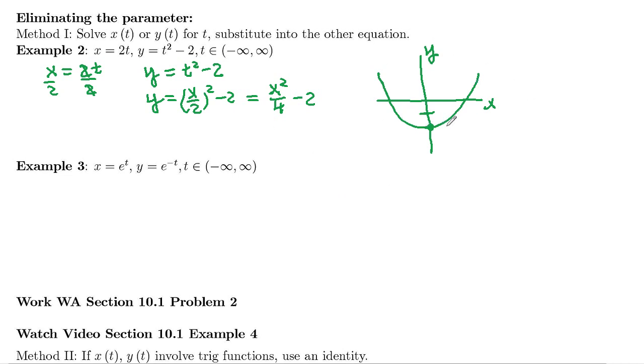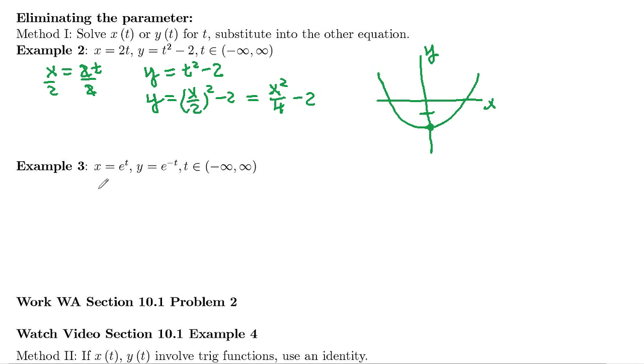Now we would have to plot points x of t, y of t to find out which way the arrow goes, but here we at least know what the equation is in x and y coordinates. How about x equals e to the t, y equals e to the negative t, where t can be any real number? Again, we want to solve for t and substitute into the other equation.